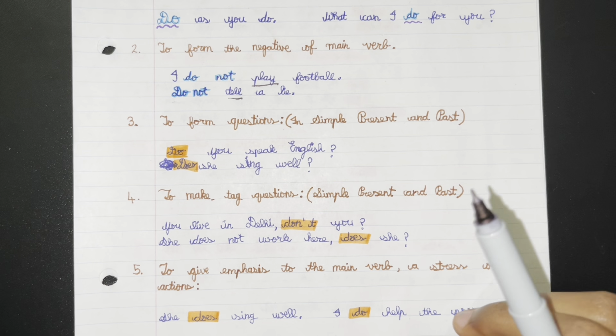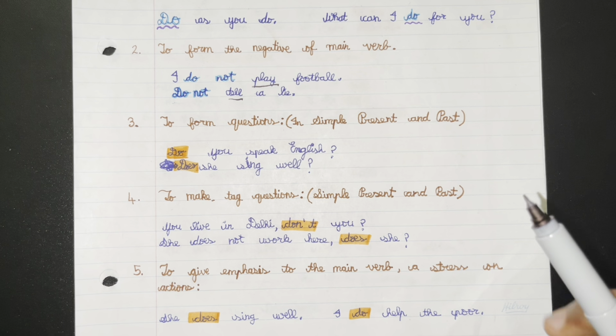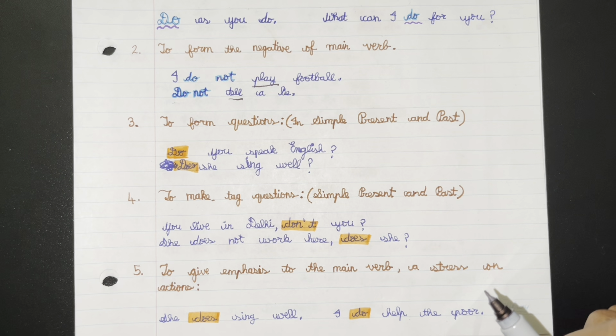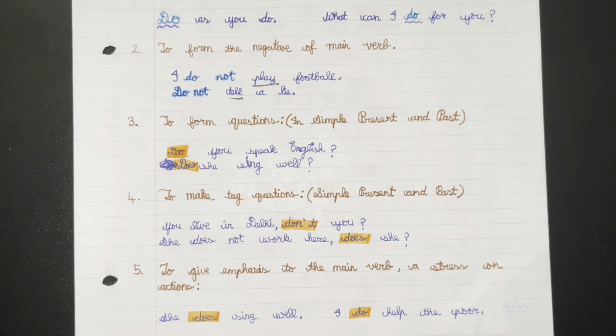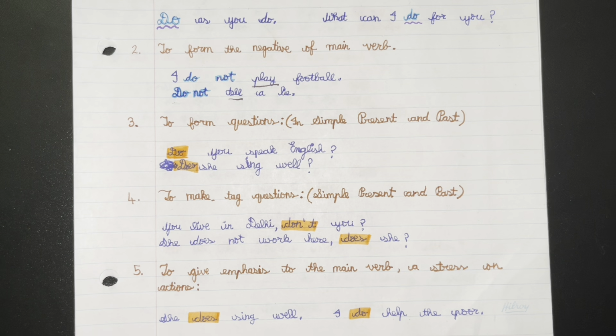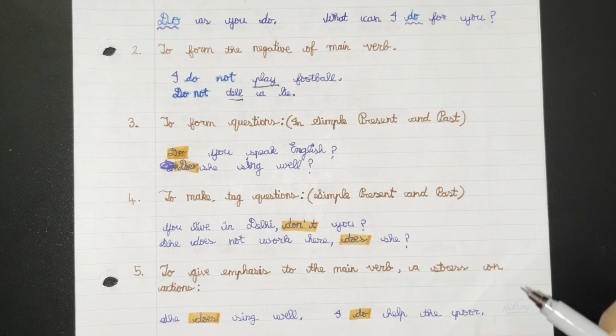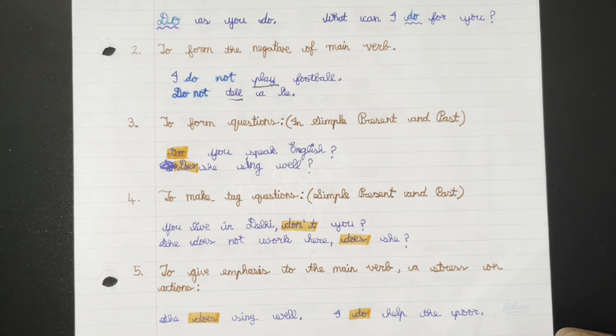Fifth function, to give emphasis to the main verb, a stress on actions. So you're giving a stress on those actions. You could just say she sings well, but when you are giving a stress to this verb, you can use does, like she does sing well. And here, you could just say I help the poor, but if you want to give a stress to that, you could use do in the sentence. I do help the poor.